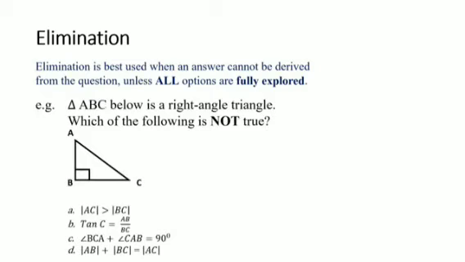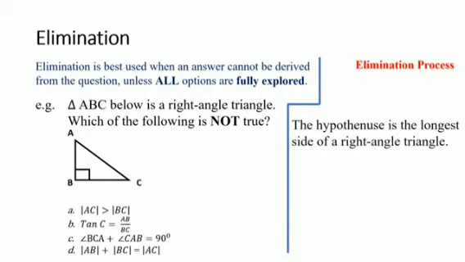If you look at this question, for example, we can look at our elimination process. We eliminate the obviously incorrect answer. We know that the hypotenuse is the longest side of the right angle triangle, so that the length AC is greater than BC. So we know A will be true.